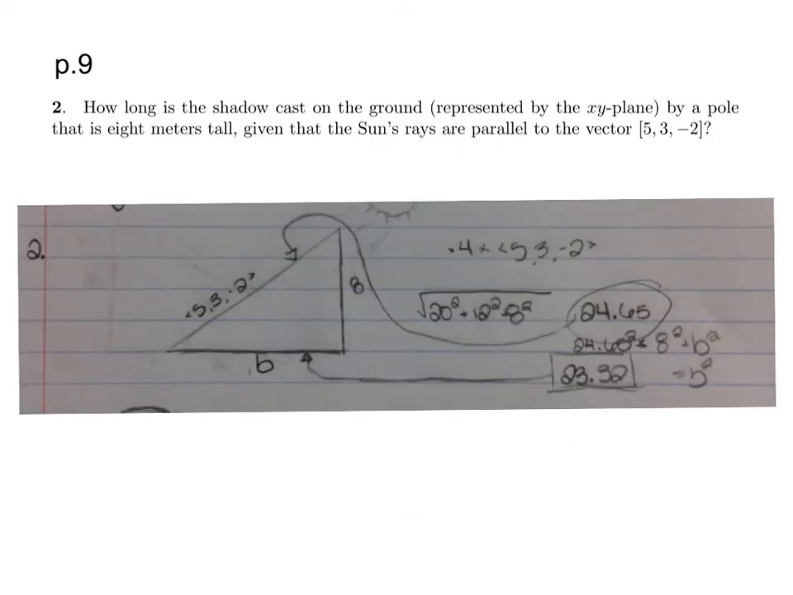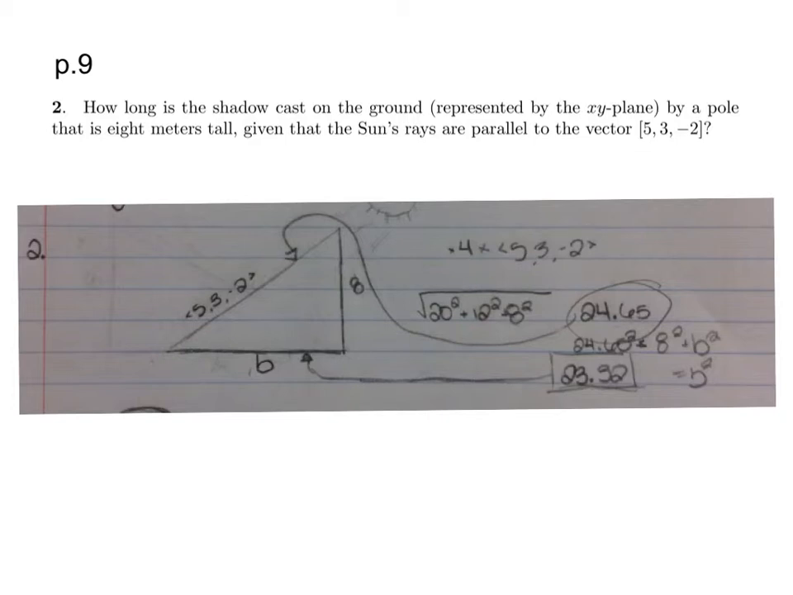Okay, so number 2. How long is the shadow cast on the ground represented by the XY plane by a pole that is 8 meters tall, given that the sun rays are parallel to the vector 5, 3, negative 2? So basically, this is the pole, and here's the vector of the sun rays, and we're trying to solve for B. So in order to solve that, we make the vector equal to the pole there, so we do the vector times 4, and we get 20 squared plus 12 squared plus 8 squared, and you square root that.